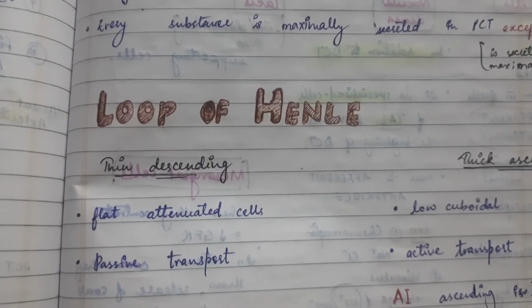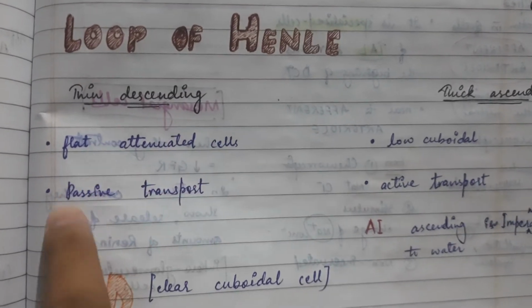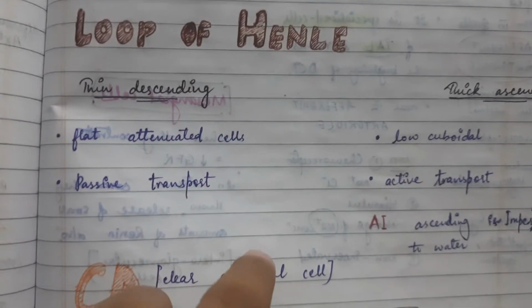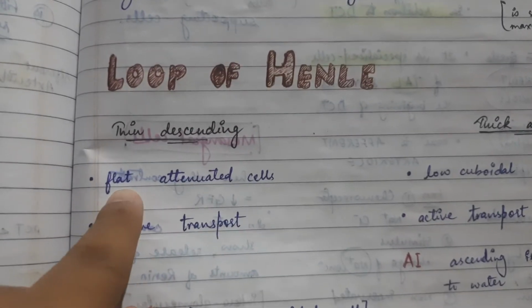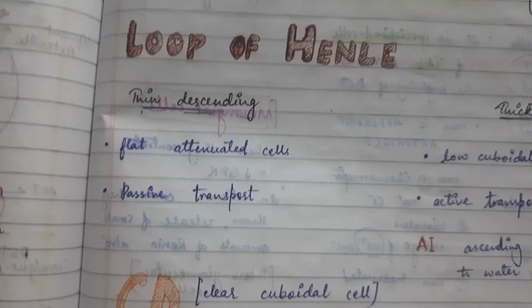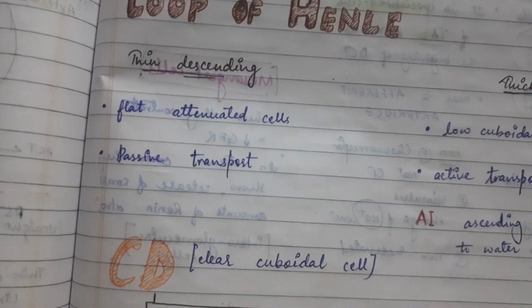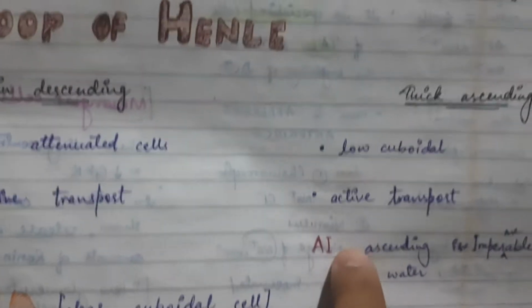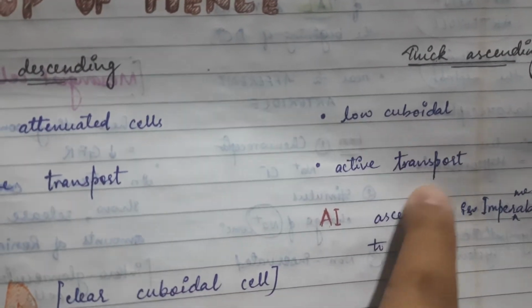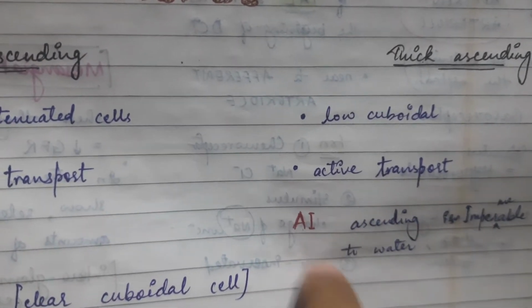Now the loop of Henle, thick descending and thick ascending loop. Flat attenuated cells, passive transport. Thick ascending has low cuboidal cells, active transport. In the thin descending loop of Henle, flat attenuated cells are present because it is thin, so there is very little space. Passive transport is present with no ATP, and in the thick ascending limb low cuboidal cells and active transport are present.